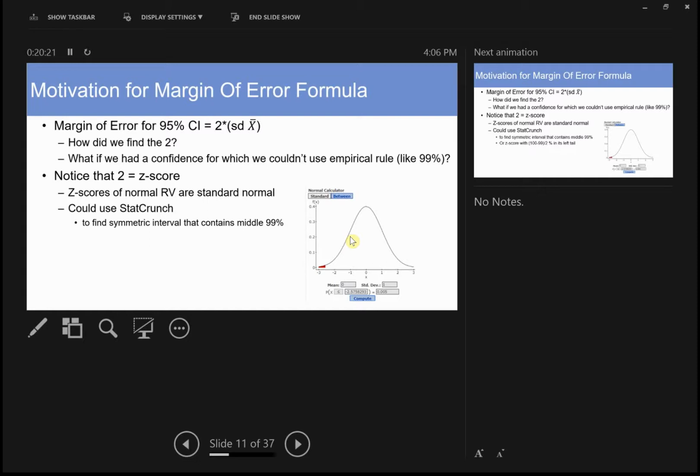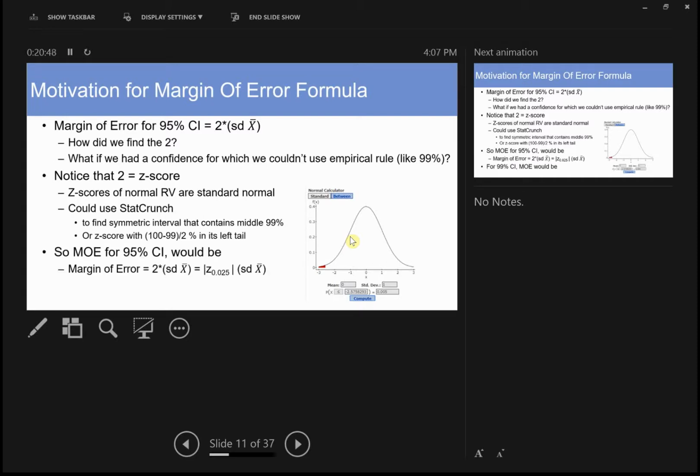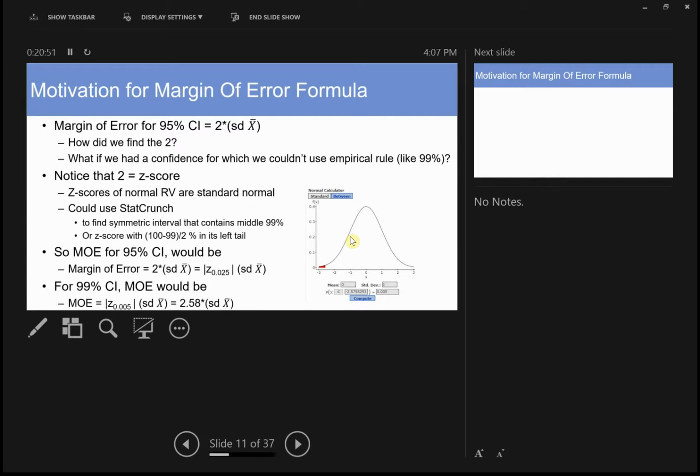So notice what the margin of error is. The margin of error is just equal to the standard deviation of x bar times this z-score. This is all it is. And if you put this into StatCrunch, you find out that for the 99% confidence interval, z for 0.5% ends up being 2.58. So this would be the margin of error for the 99% confidence interval. This is the margin of error for the 95% confidence interval.